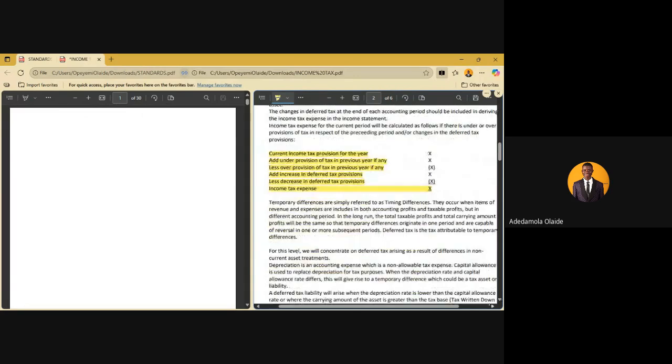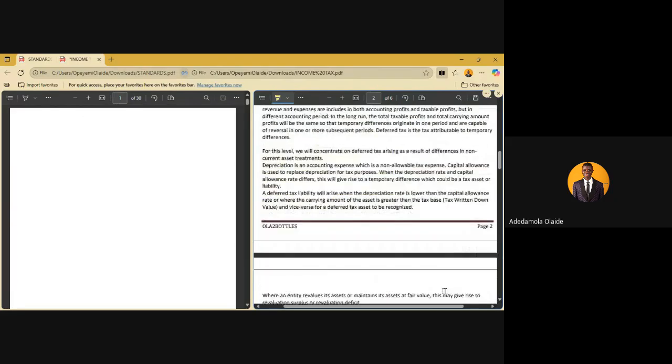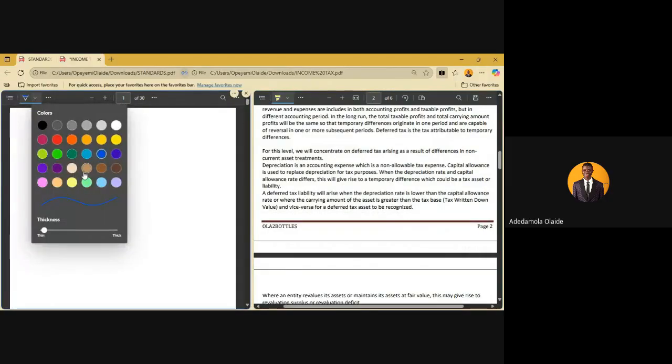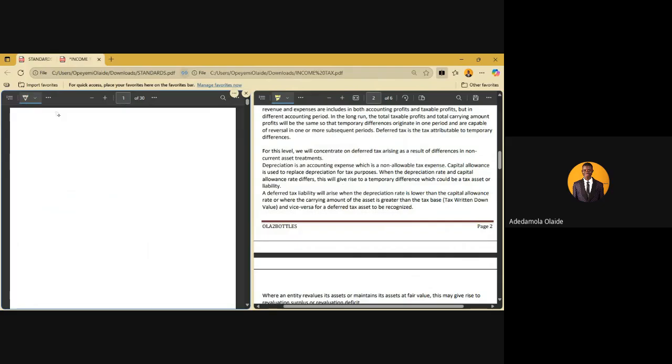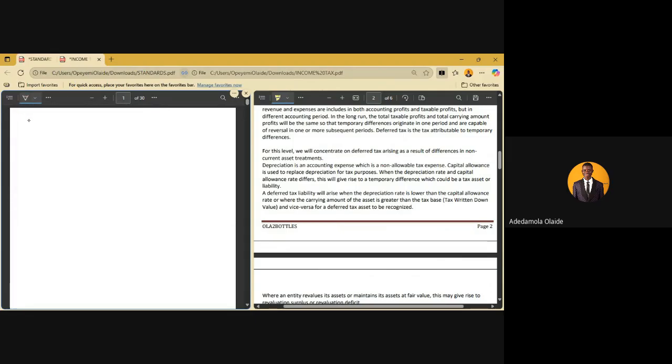So the next thing we have is deferred tax. Now, like I said, deferred tax arises as a result of timing difference. Timing difference simply means where there is a difference between the time accounting will treat an item and taxation will treat an item, then we say we have timing difference.